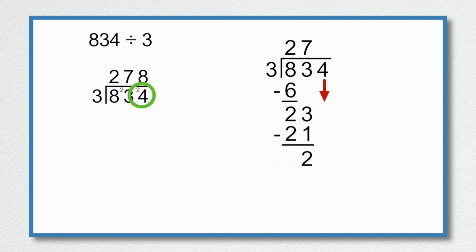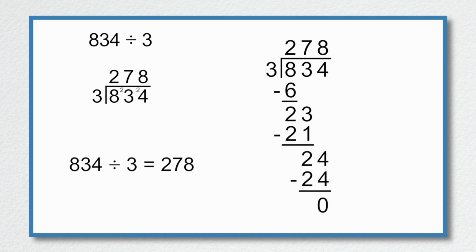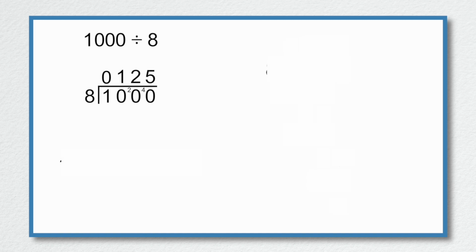We now bring the 4 down. And we have 24 divided by 3, or how many 3s go into 24, and of course the answer is 8. 8 3s are 24. And if we take that 24 away from 24, we've got nothing left over. I'll go through one more question. I'll do 1000 divided by 8.